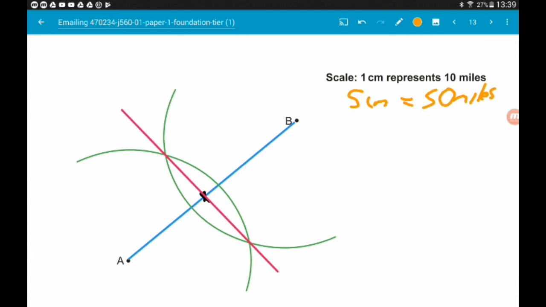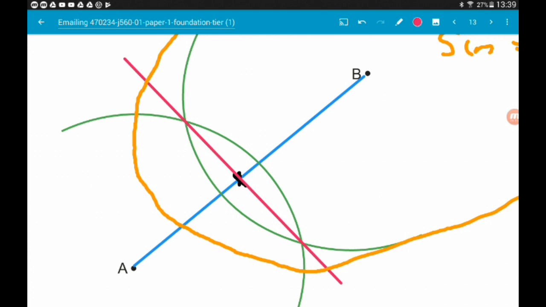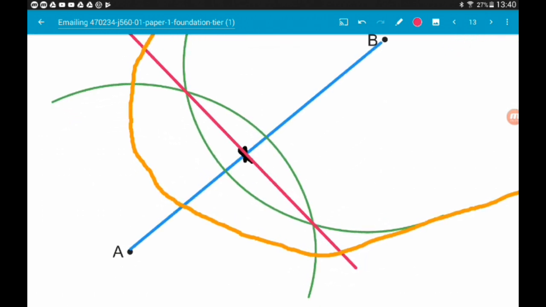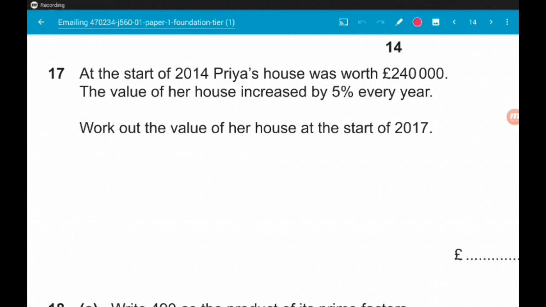And what's going to happen, so I'm not going to do this accurately, but what will happen is you will get an arc something like that. Now anywhere on that orange arc is exactly 50 miles from town B. So Lucy can live anywhere that is to the left and below the red line, but on the orange arc. So Lucy can live anywhere there, but it has to be on the orange arc and to the left and below the red line. Hope that makes sense.